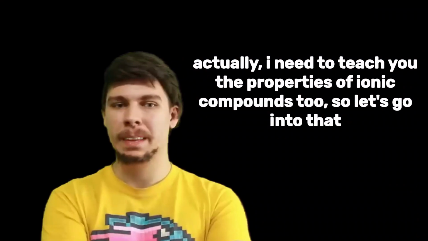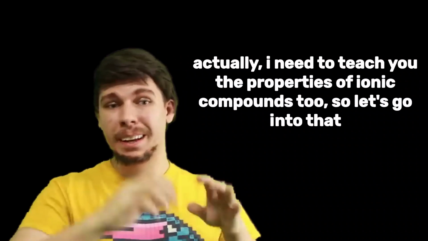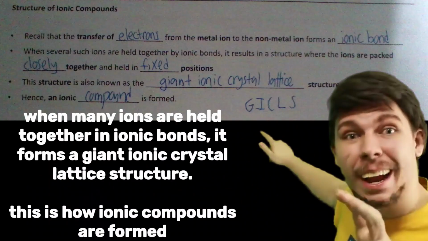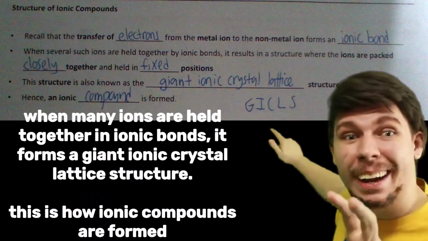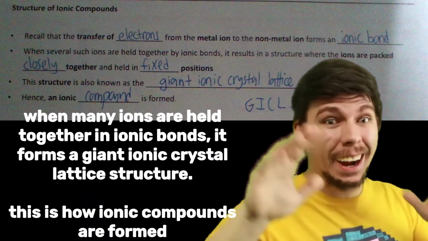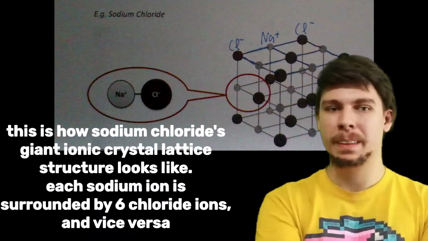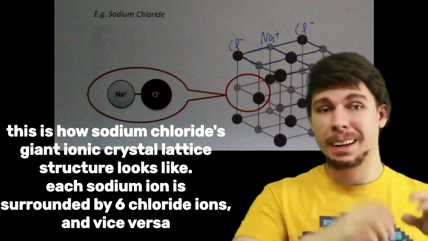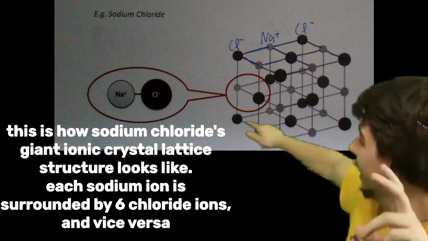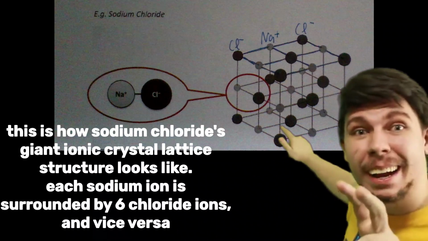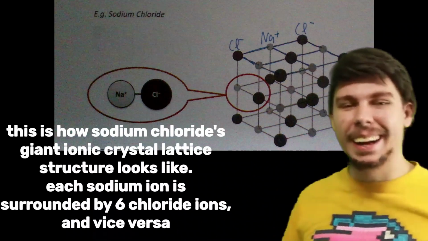Actually, I need to teach you the properties of ionic compounds too. So let's go into that. When millions of ions are held together in ionic bonds, it forms a giant ionic crystal lattice structure. This is how ionic compounds are formed. This is how sodium chloride's giant ionic crystal lattice structure looks like. Each sodium ion is surrounded by 6 chloride ions, and vice versa.